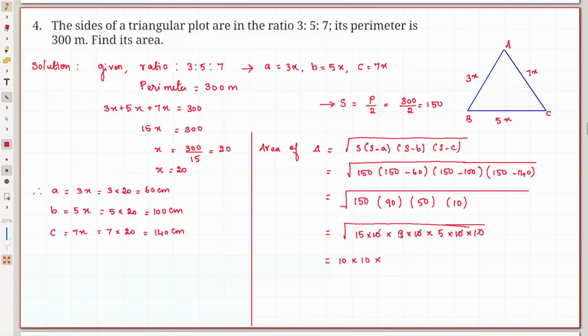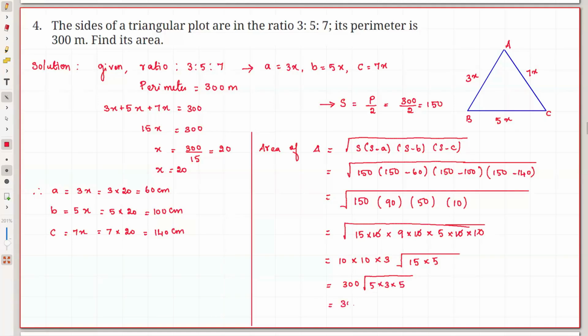Next, 9 is a perfect square number, so I can take it outside. That is 3. The balance I write inside: 15 into 5. So now 10 tens are 100, 100 into 3 is 300. So 300 outside. 15 can be written as 5 into 3. Again 5, so now 5 is having a pair, so just take 5 outside.